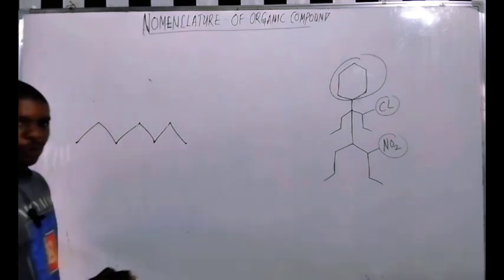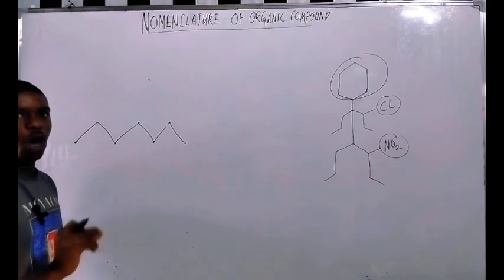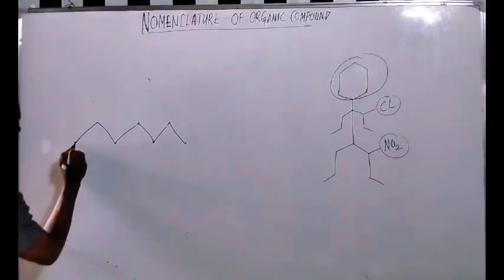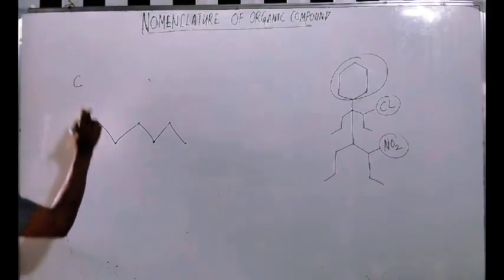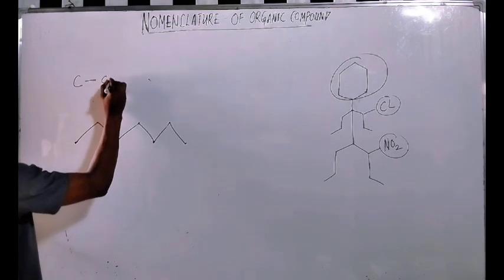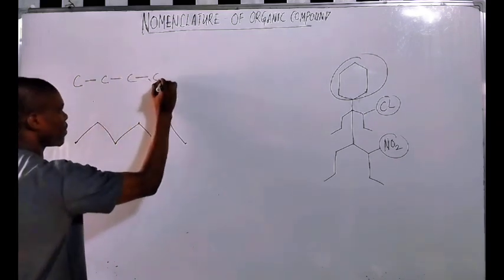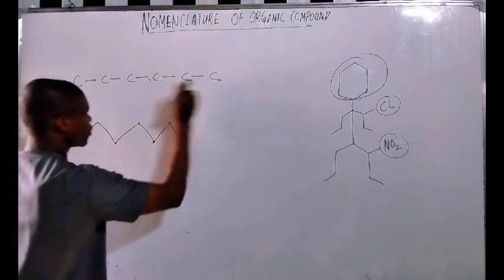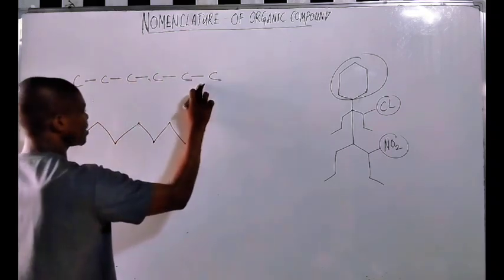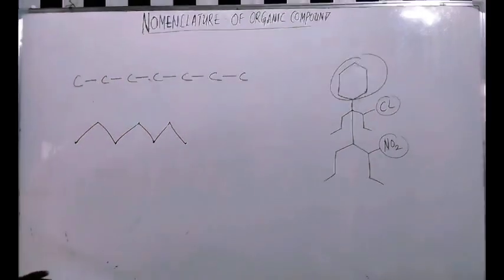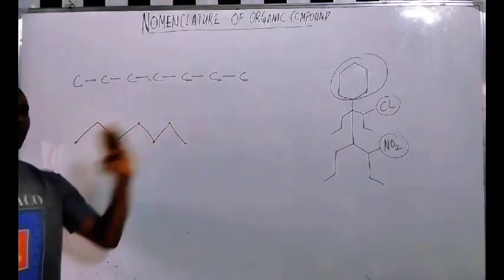Now they are all single bonds. Please follow me closely here. They are all single bonds. Now this is a carbon atom, connected to this carbon atom, connected to this carbon atom, connected to this carbon atom, connected to this carbon atom, connected to this carbon atom. 1, 2, 3, 4, 5, 6, 7. Can you see that? So each point represents a carbon atom.